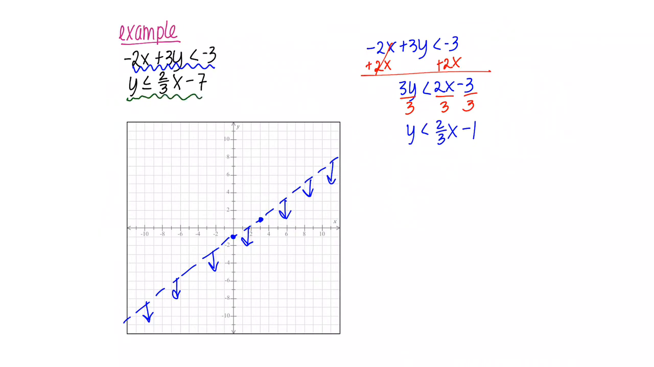For this second guy here, I have 2/3 x minus 7, so going to negative 7, plotting a point, up 2, right 3, it's going to be right there. Underline means a solid line. And then this guy is a less than sign, so he's below as well.